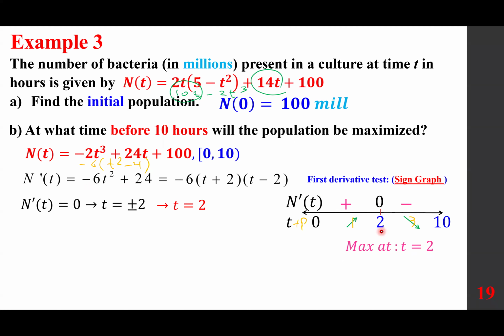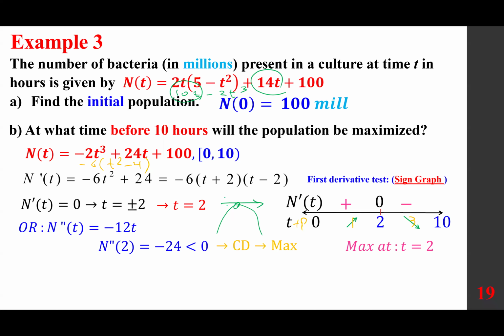However, what would be the second derivative test? When you find this, put that into the second derivative. Now, what is the second derivative? Go back here. N double prime is minus 12t. Now plug in 2 and it becomes negative 24. Whether it's negative 24 or negative 2 or negative 2000, you're just interested in the sign. Negative means concave down, means maximum. Concave down looks like that, everybody. So it means maximum occurs when t is 2.